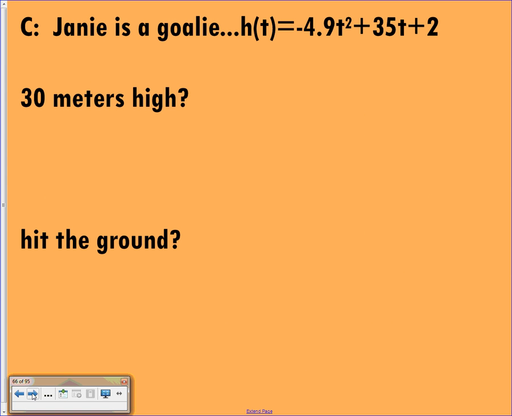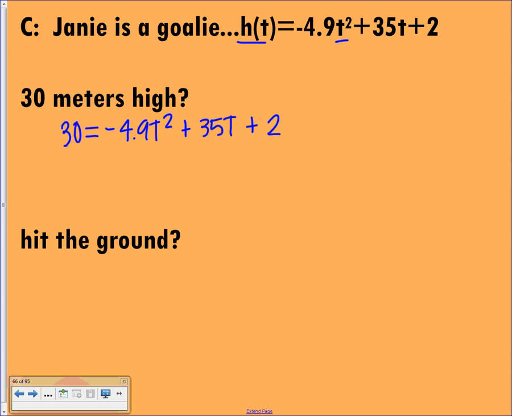Janie, example D, go ahead and read that and then unpause when you're done reading it. Okay, so in example C, we've got a story problem with a goalie, and then we're given a quadratic formula. And the question is, when will the ball be 30 meters high? Okay, well, I have h of t, and I've got t. So hopefully you realize that the 30 meters high is the height, so it should go in for the h of t. So I'm going to say 30 equals negative 4.9 t squared plus 35t plus 2. Okay, because we want to know when, which means we're solving for time.